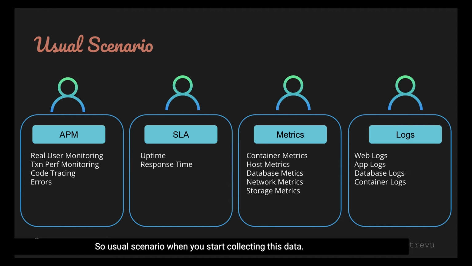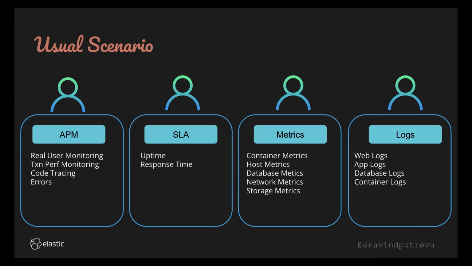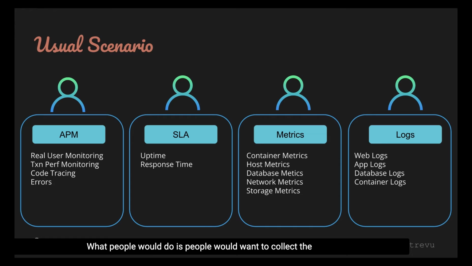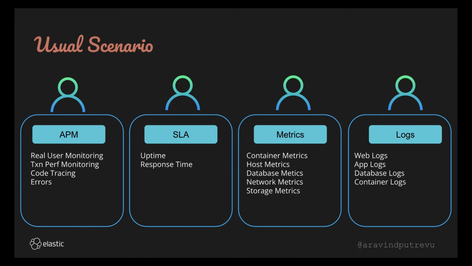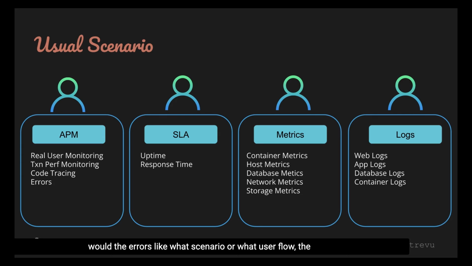So the usual scenario, when you start collecting this data, is that you collect whatever is relevant to that specific team. Say APM, which is application performance monitoring. People would want to collect transaction monitoring information, request response times, and performance, and then trace the code, how the flow is happening, the execution. And if any errors occur, in what scenario or user flow the error occurred, or at what time it occurred. So these are the specific things that are collected.